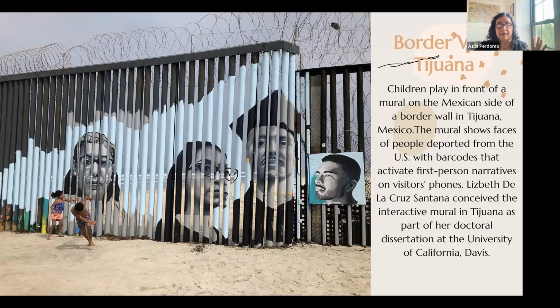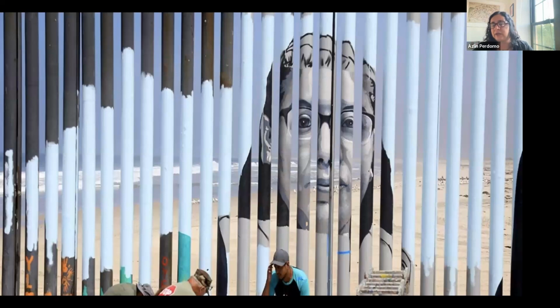Certain areas of the wall in Tijuana and El Paso have so much artwork that people actually go and visit the artwork. So this was created by Lisbeth de la Cruz Santana, who was a PhD student at the University of California in Davis. And here we have a close-up of that mural, that artwork. And I find it very powerful.